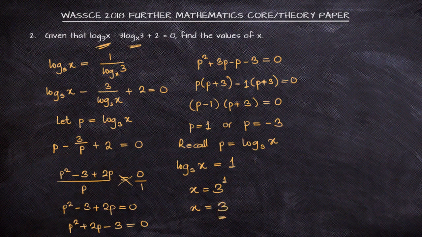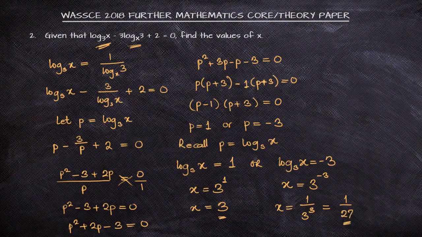Or if you are to look at the other value, or we can say log 3x is equal to minus 3. And using the same principle, that means x will be 3 raised to power minus 3. And from the law of indices, what we notice is that this will yield x is equal to 1 over 3 raised to power 3. And we know 3 raised to power 3 is 3 times 3, 9 times 3, 27, 1 over 27.